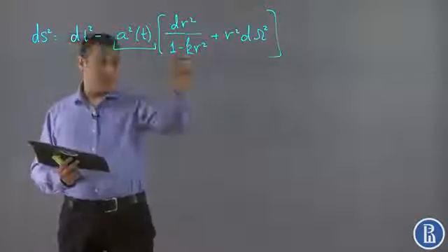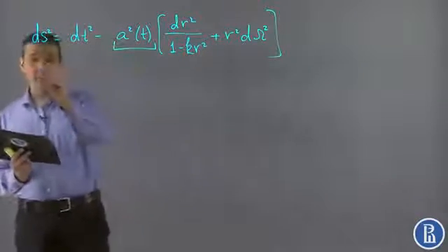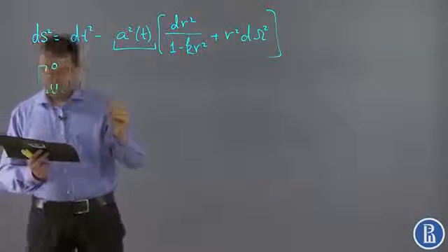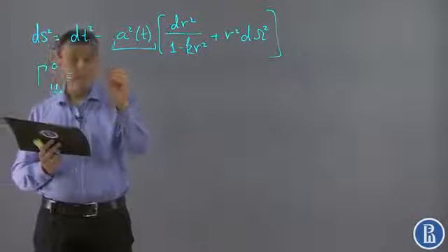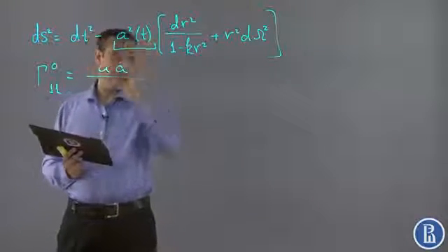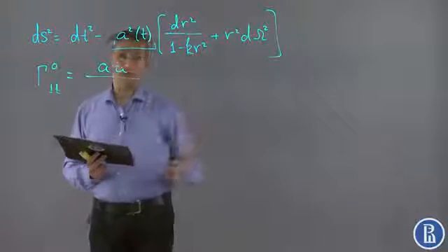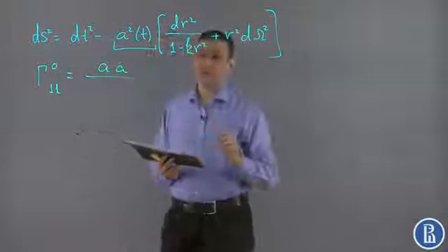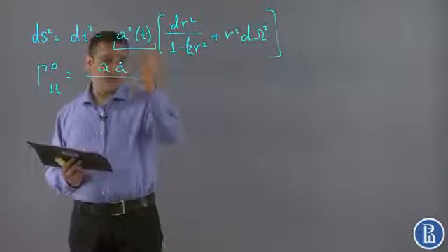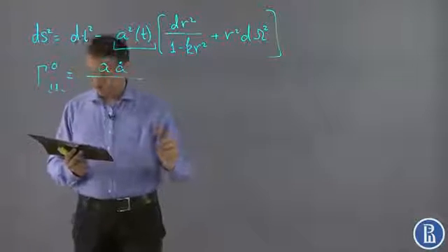Well, it is straightforward to calculate from this metric the components of the Christoffel symbols. The non-zero components of the Christoffel symbols are as follows. It's a times a dot. A is a function of time only. It is not a function of spatial coordinates. That is due to the fact that we have a spatially homogeneous situation here. So dot means differentiation with respect to time.